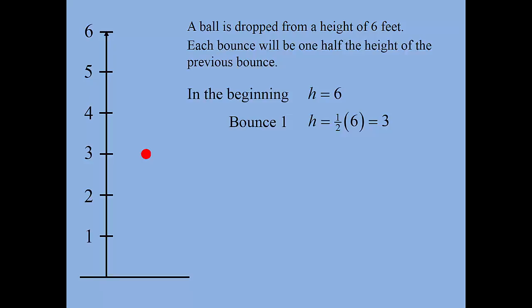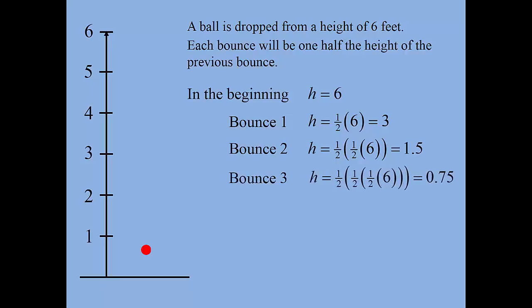Well, on the second bounce, it's going to go half of this. Now watch how I write that. Half of 6 would be 1/2 times 1/2 times 6. And that comes out to be 1.5. Third bounce would be half of that. That would be 1/2 times 1/2 times 1/2 times 6.